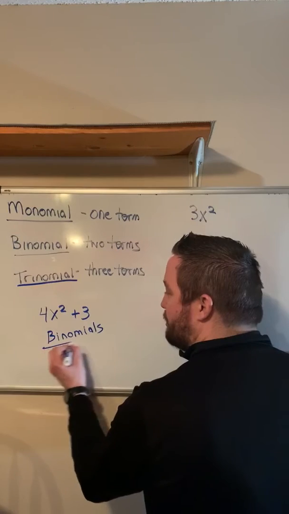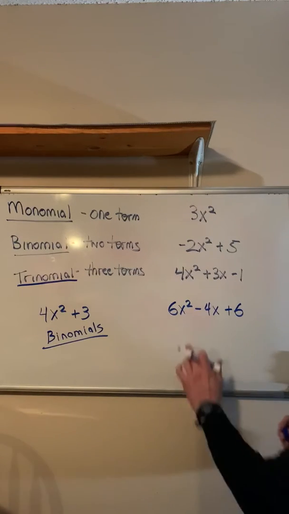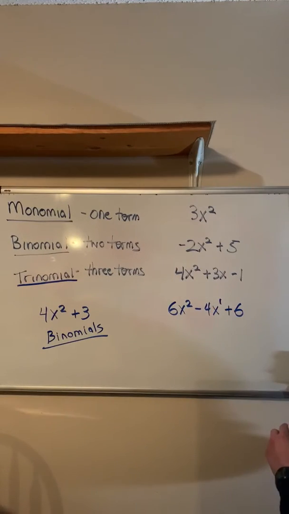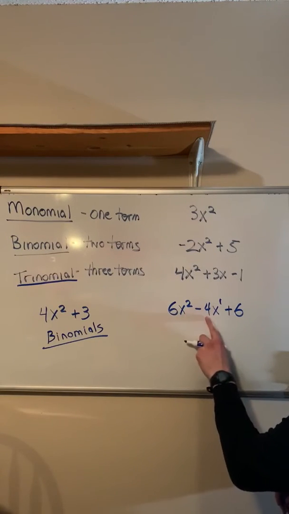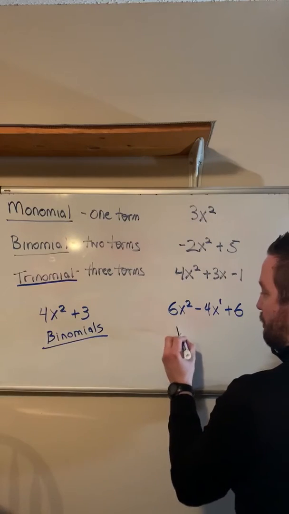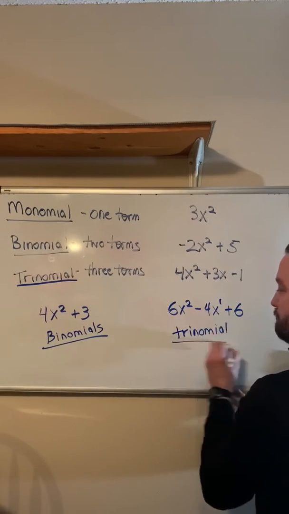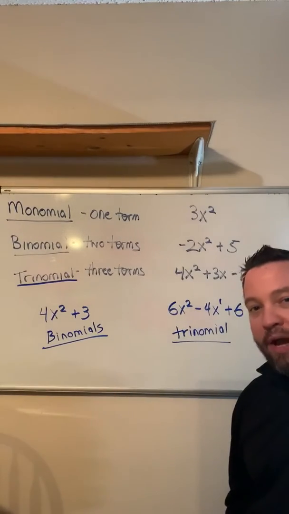Board's a little bit shaky still. So here I've got 6x squared minus 4x plus 6. I can see I've got my square unit, I've got my x to the first degree, if you will, and then this is my constant. So I've got 2 operation signs. I'm going to have 1 term, 2 terms, and 3 terms. So this is going to be a trinomial. So there's a monomial, a binomial, and a trinomial.